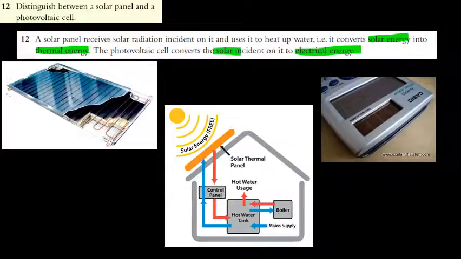Distinguish between solar panel and photovoltaic cell. People usually mix them up, or some people call the second one a solar cell. That's also fine, but usually people mix them up. For the solar panel, you can see that it receives radiation and turns it into thermal energy, while the other one turns the solar energy into electrical energy.